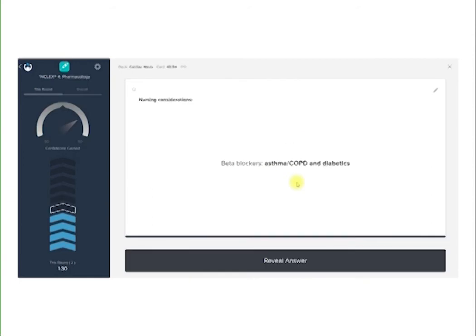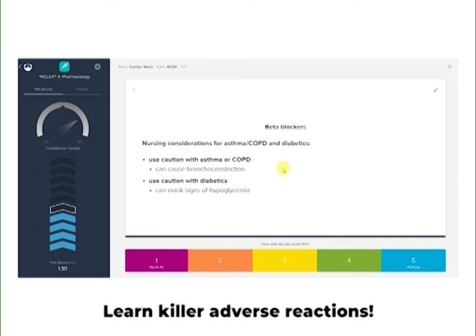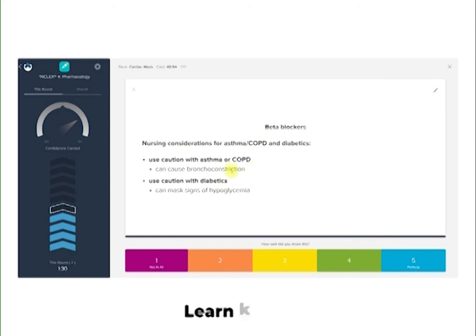Now the nursing considerations for patients who have asthma or COPD or who are diabetic. I did put these together because I figured you probably could remember both of these. You would want to use caution if the client has asthma or COPD when they're taking a beta blocker, because it can cause bronchoconstriction. That would be an adverse reaction, like a killer side effect. They cannot be getting bronchoconstriction, so clearly they're not going to be able to take that medication. Also, with diabetics, if you take the beta blockers, it can mask the signs of hypoglycemia. You would want to be aware of that in case the patient got hypoglycemic on you. You wouldn't know it just by looking at them, so you'd want to be extra cautious about those clients.